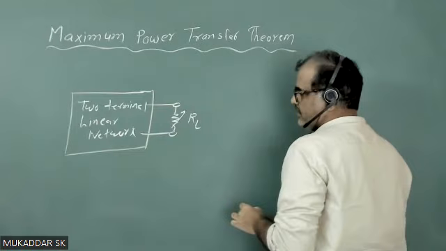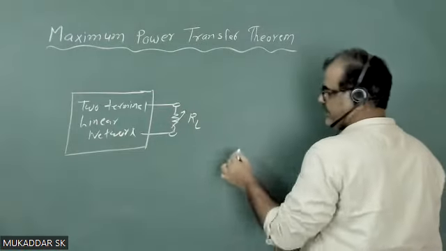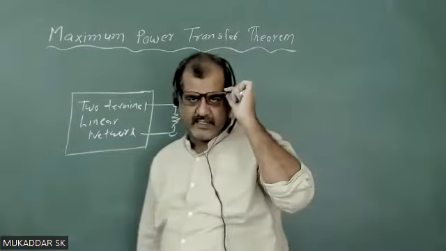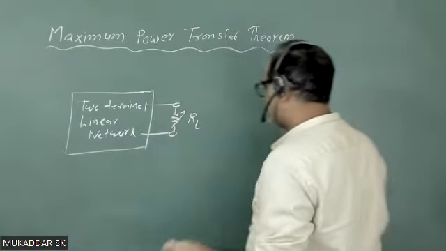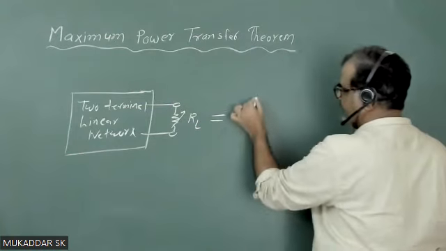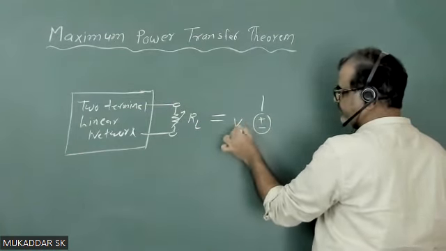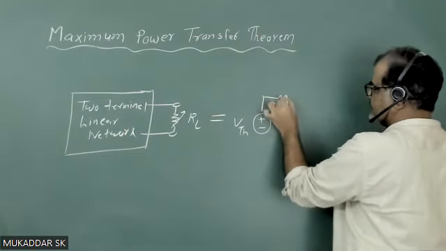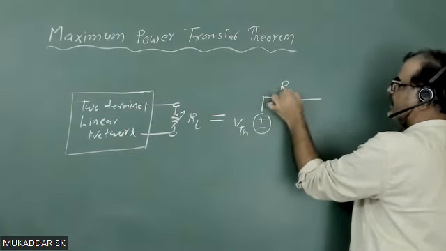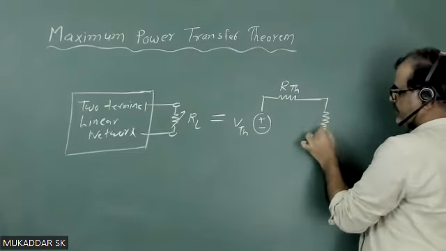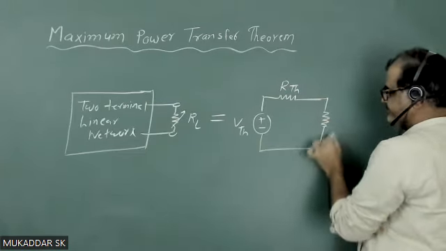So we know from Thevenin theorem that any two-terminal linear network can be replaced by a Thevenin equivalent, which consists of a voltage source V Thevenin and in series a resistance R Thevenin. Okay, so these two networks are now equivalent.